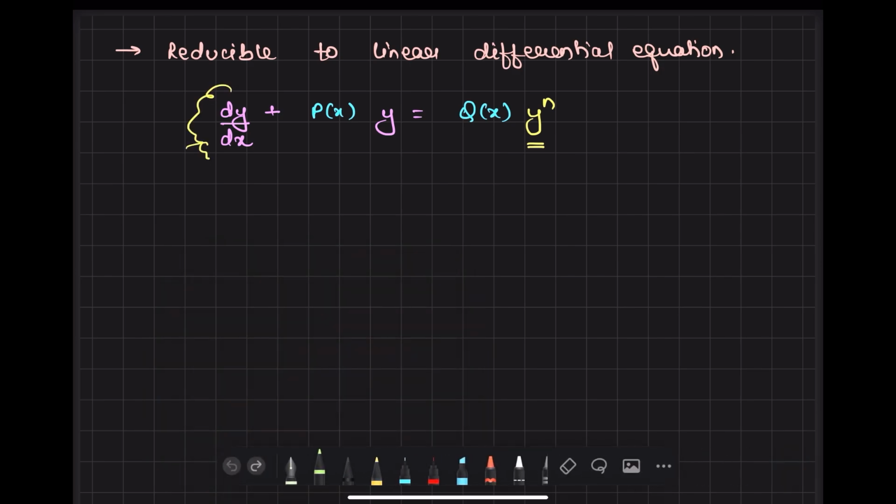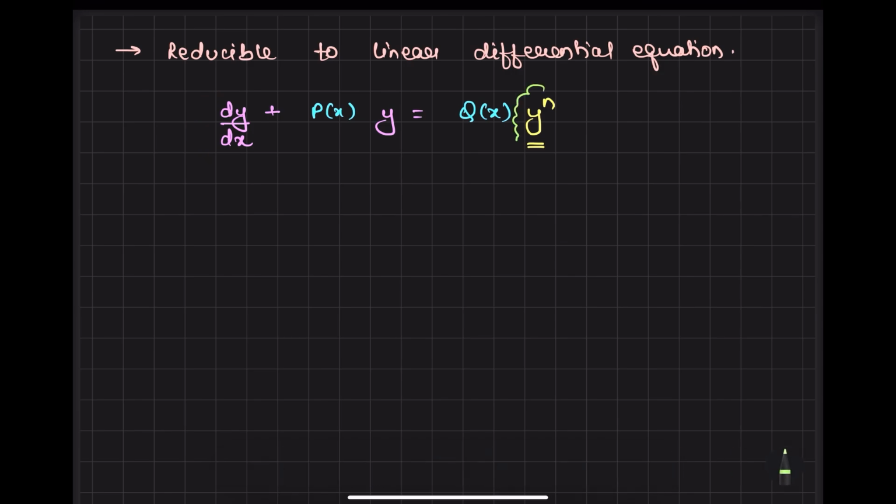The situation number one is this: you have to get rid of y power n. Do anything but remove y power n. How will you remove it? You will divide all sides by y power n, and then you have to do something to make this element free from the coefficient. Okay, I hope things are clear.